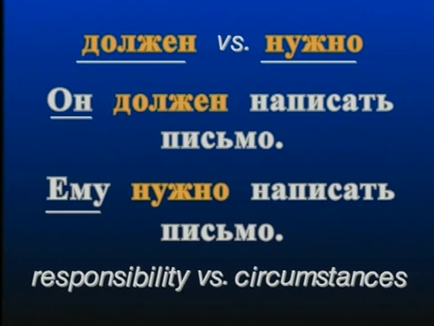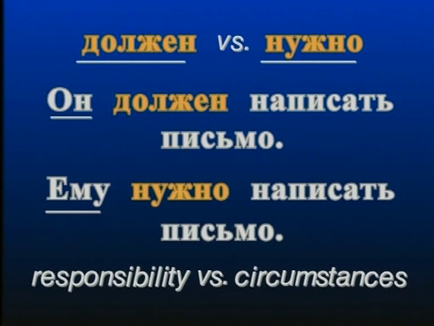Ну, хорошо, хорошо. А сейчас let us discuss the difference between должен and нужно. Должен and нужно. We can say он должен написать письмо. He must write a letter. Он должен написать письмо. But we can also say ему нужно написать письмо. He needs to write a letter. Ему нужно написать письмо. What is the difference between these two sentences? Let's take a look at this. Он должен написать письмо. Ему нужно написать письмо.